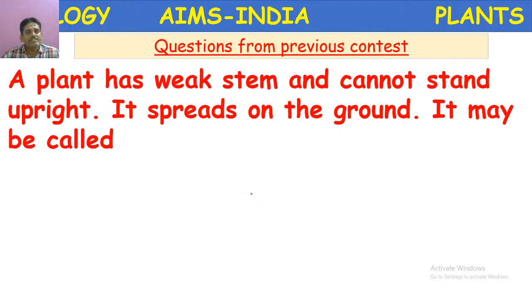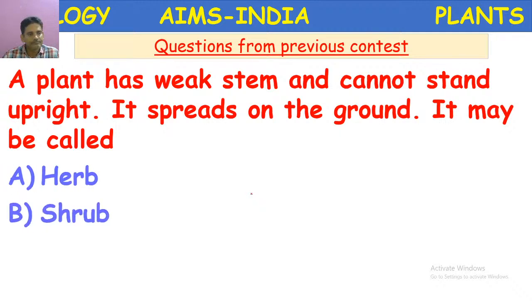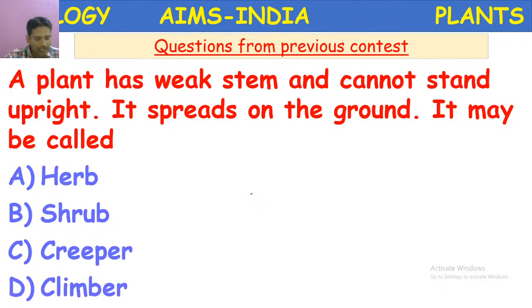A plant has a weak stem and cannot stand upright. It spreads on the ground. It may be called what? We discussed in the beginning herbs, shrubs, like that. Herb, shrub, creeper, climber? Come on, answer. Those who are in the live chat, please answer. A plant has a weak stem and spreads on the ground.